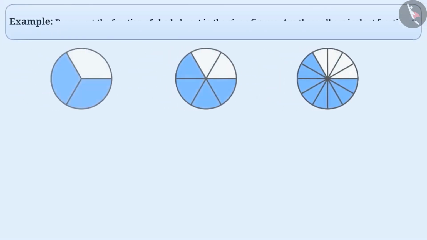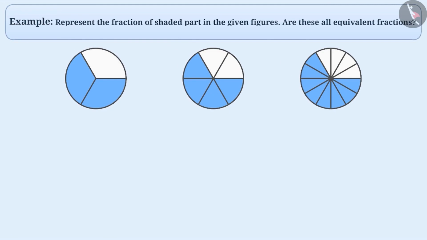Next example, represent the fraction of shaded part in the given figures. Are all these equivalent fractions? In the first figure, there are 3 equal parts out of which 2 are shaded. So the fraction of the shaded part in the first figure will be 2 by 3.